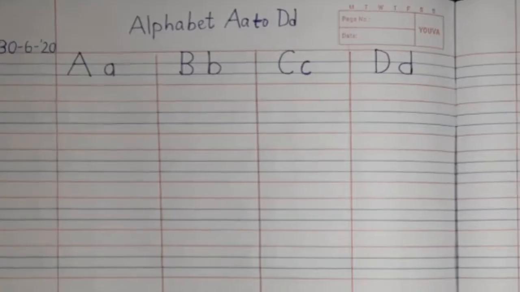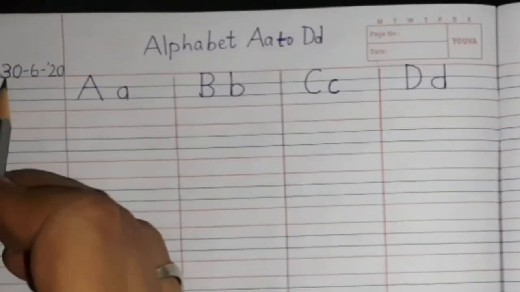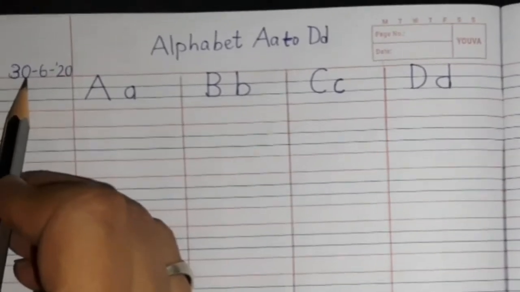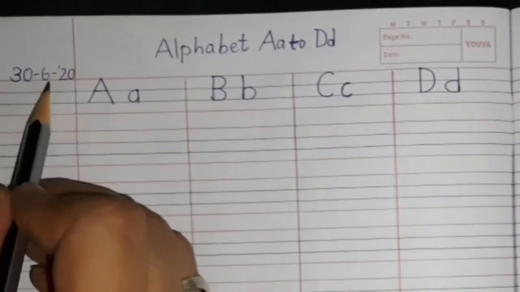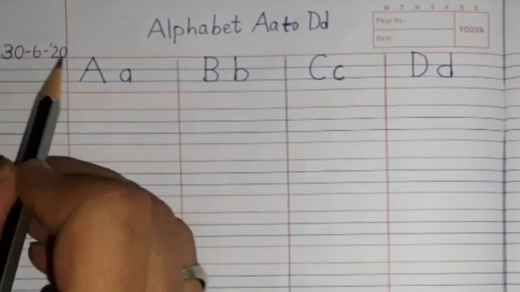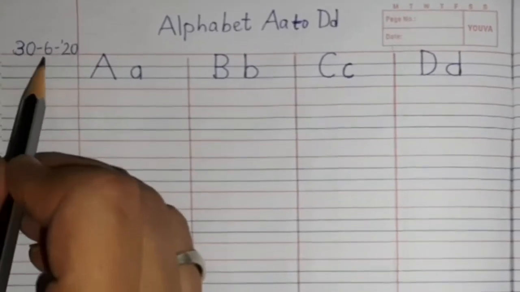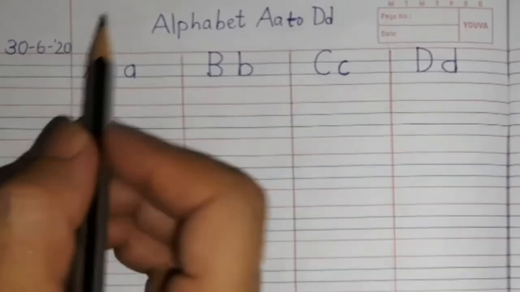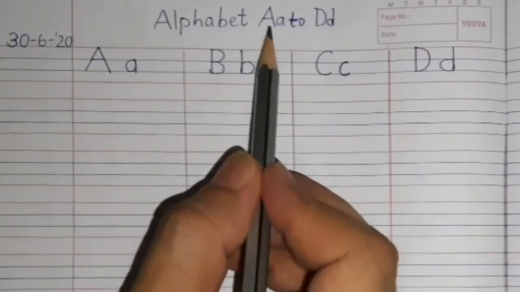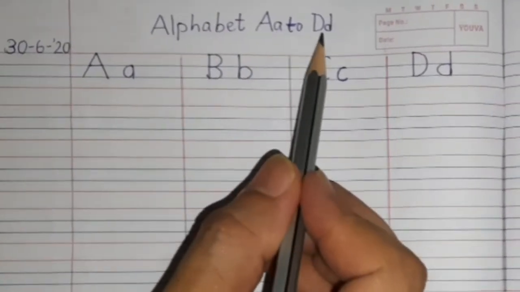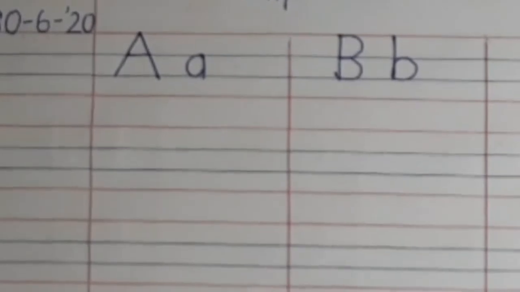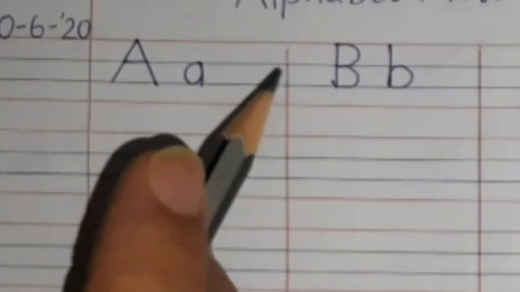Children, now I will show you how to write alphabet A, B, C and D in the notebook. Children, what is the date? 30-6-2020. That is 30th June 2020. Alphabet A to D. Now we will write alphabet A.